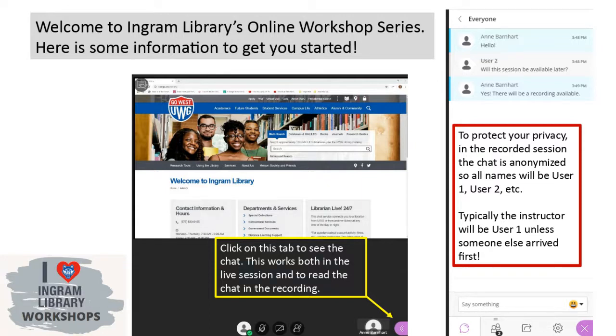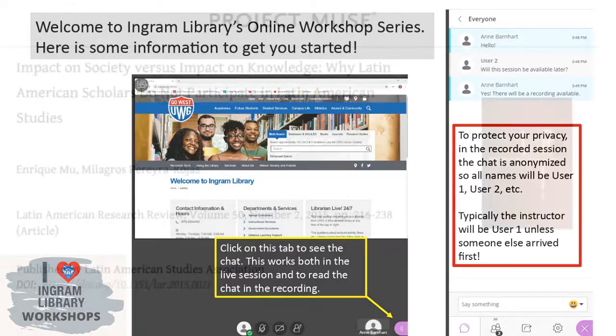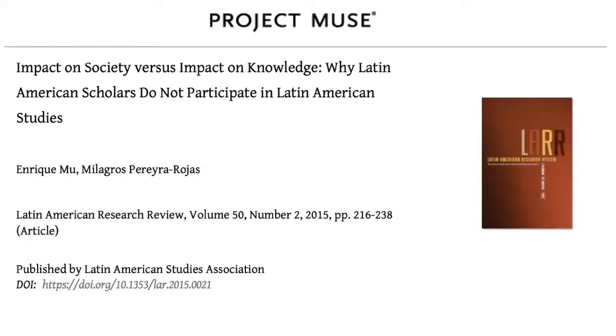You might be wondering what cited reference searching is. So let's talk about that. Let's pretend that I have this article, Impact on Society versus Impact on Knowledge, Why Latin American Scholars Do Not Participate in Latin American Studies. It was published by Enrique Mu and Milagros Pereira Rojas in the Latin American Research Review, Volume 50, Number 2, in 2015. So I have the information about this article.